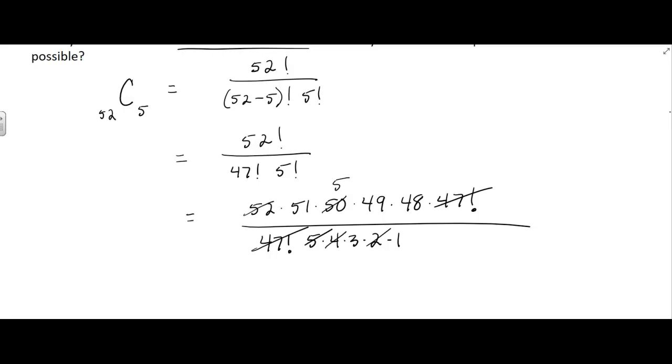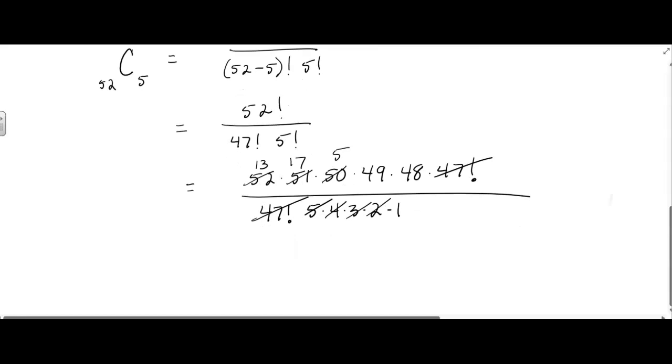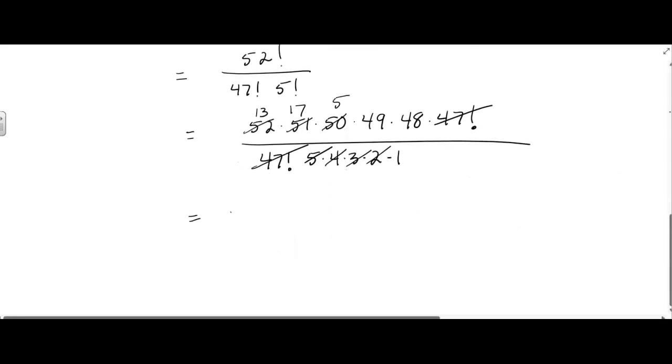4 goes into 52 13 times, and 3 goes into 51 17 times. You don't have to do it this way. You could find a different way to do it, but somehow I have to get this math in there. Okay, so that's what I want to put in my calculator here. 13 times 17 times 5 times 49 times 48.